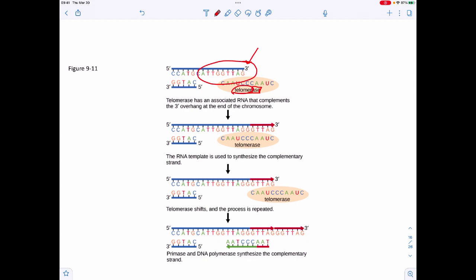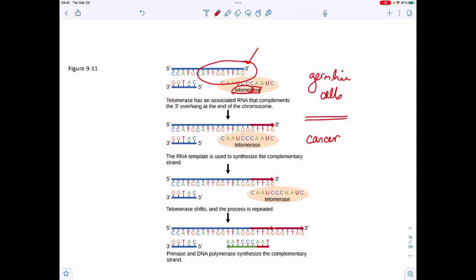We find this in germline cells. So cells that produce sperm and egg, they tend to have telomerase. There's another type of cell that has telomerase, and it causes some trouble, and we call those cancer cells. Cancer cells typically reactivate their telomerase, and that's what helps make cancers quasi-immortal.